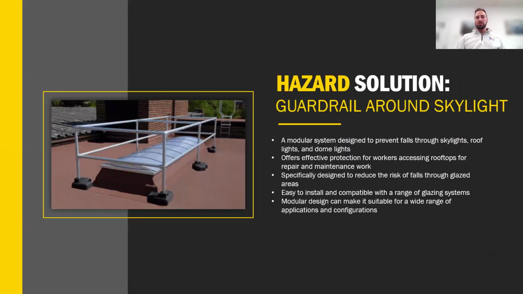Or we would do a non-penetrating guardrail around the opening of the skylight. We use corner weights. These weights are kind of shaped like L's. They rest on the corner and box out that skylight.